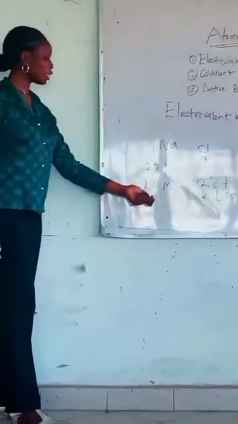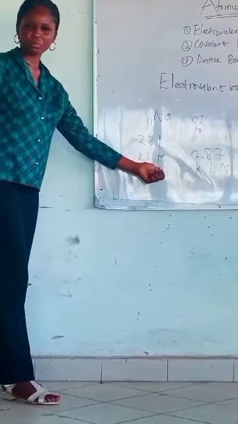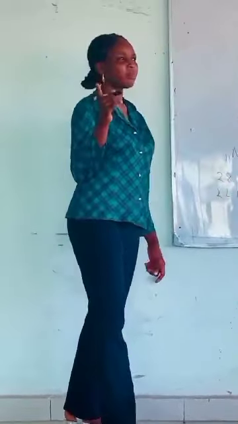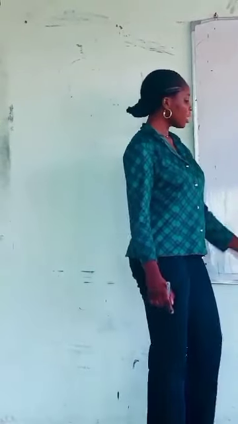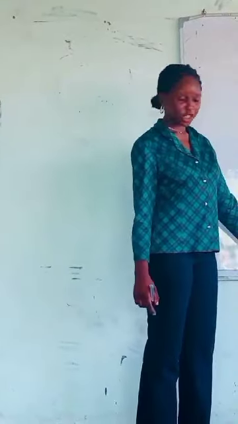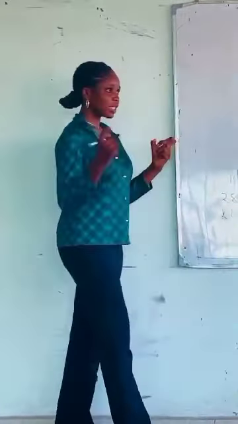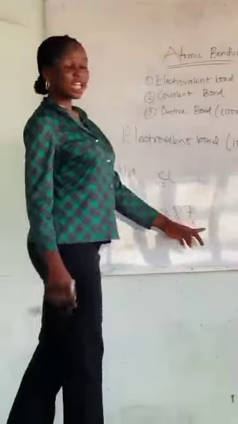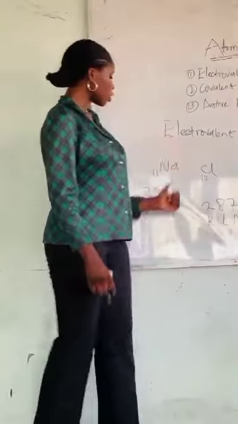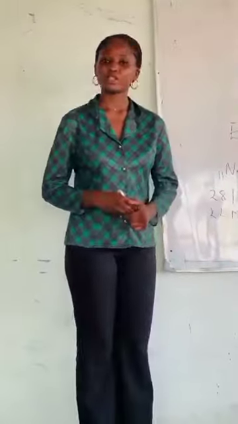To attain stability, looking at sodium, we have 2 electrons in the K shell, 8 electrons in the L shell, and 1 electron in the M shell. But remember, the maximum number of electrons that should be in the M shell is 8, not 1. Looking at chlorine also, we have 2 in the K shell, 8 in the L, and 7 in the M. So sodium needs 7 more electrons to be stable, and chlorine needs 1 more electron to be stable.